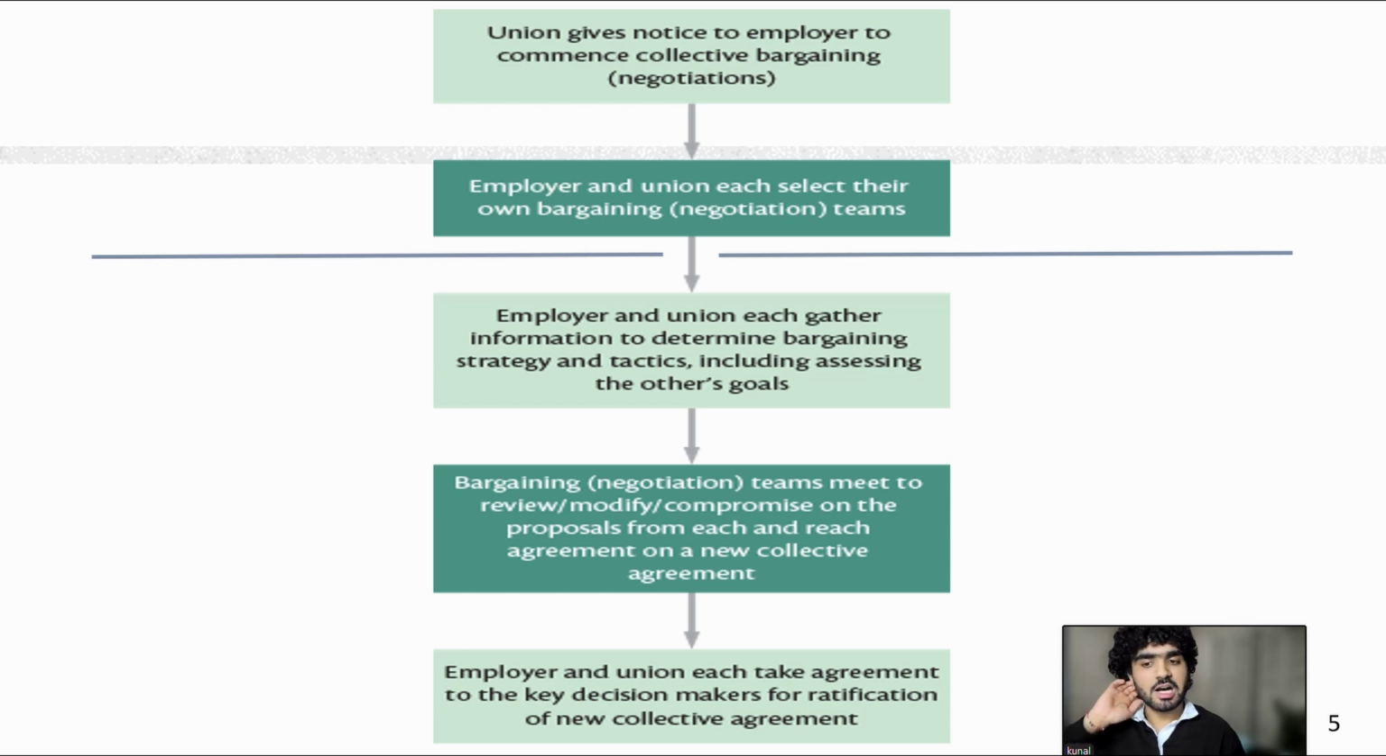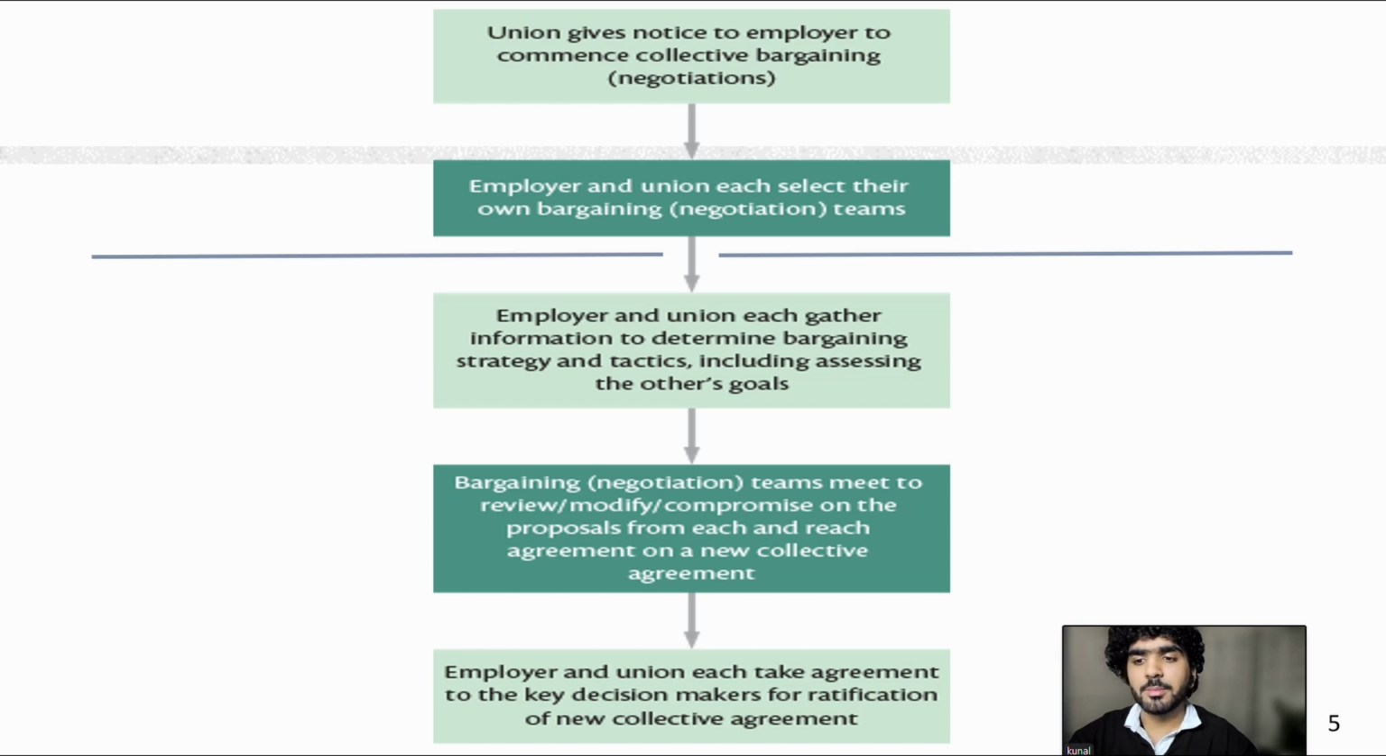On the third step, the employer and union each gather information to determine bargaining strategies and tactics, including assessing the other side's goals. After getting the notice, the employer analyzes everything and states what they can do, and the union analyzes the data to pitch further.